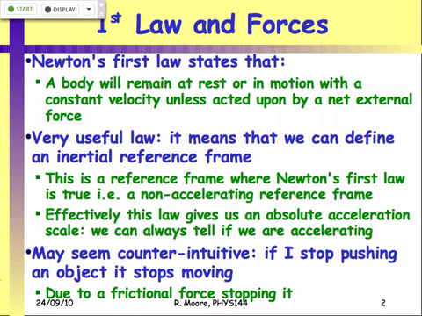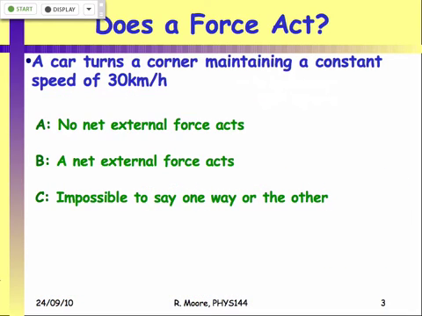Sometimes, if it's the first time you've encountered this, which it shouldn't be, but usually school kids, the first time they see this, think it's a bit counterintuitive because, well, if you stop pushing something, it stops moving. And that's, of course, just because you've got a frictional force that slows it down and stops it.